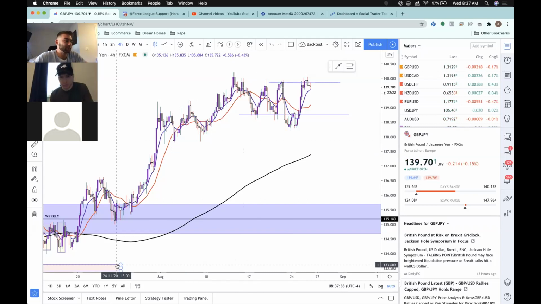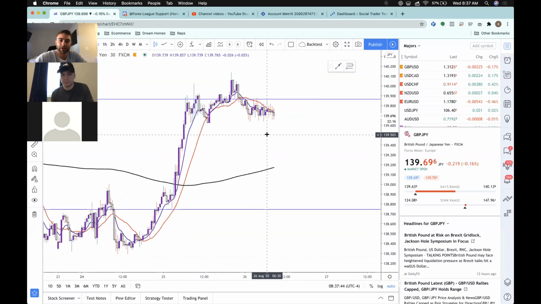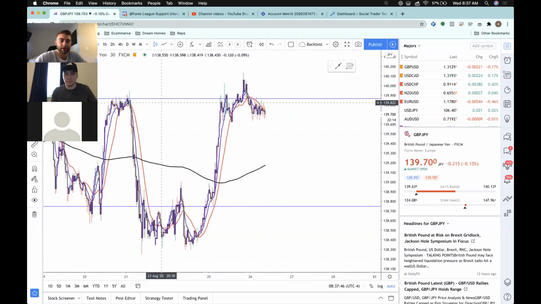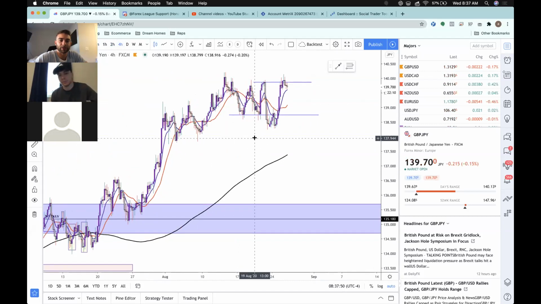Can't be trying to anticipate too much. So I wouldn't say there's a GJ short opportunity at the moment. Right now, I would probably wait for a little bit more price action to form. But I see what you're saying.